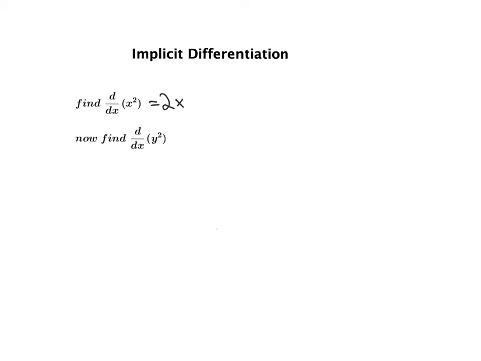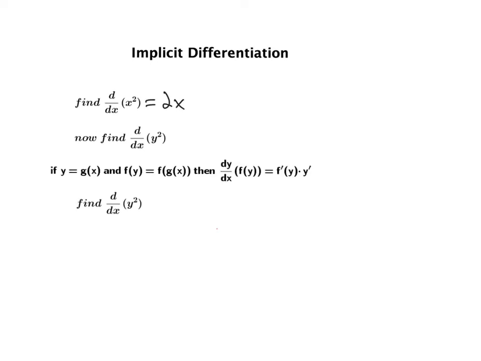In this next problem, notice that we are finding the derivative with respect to x of y squared. And in this case, the variable that we are finding the derivative with respect to is different than the variable of our expression. So now we're going to use implicit differentiation. With implicit differentiation, our variable y is defined implicitly as a function of x. So f of y can be considered as f of g of x, a composition of functions. So we're going to use the chain rule here.